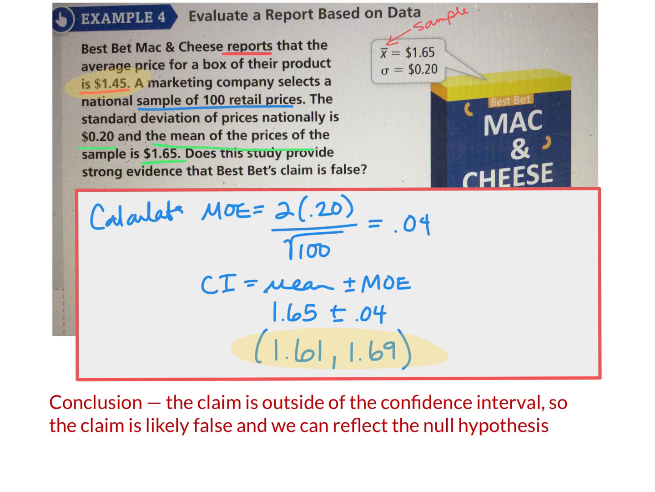We can say that, and I typed "reflect," this should say "reject the null hypothesis," which is to say that the price itself is actually not equal to $1.45.